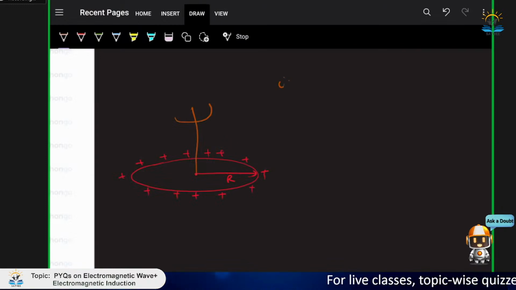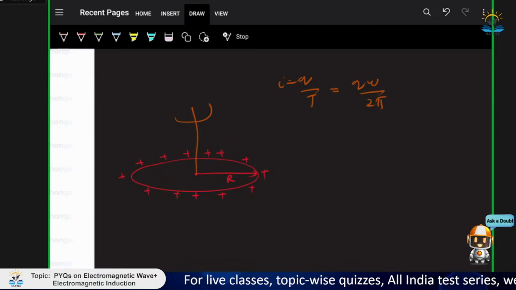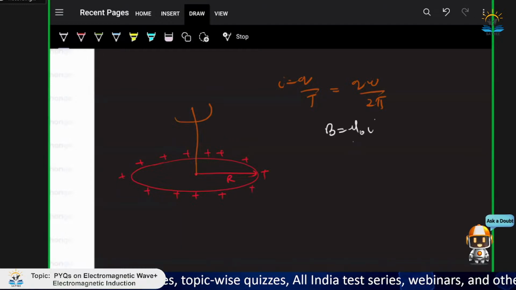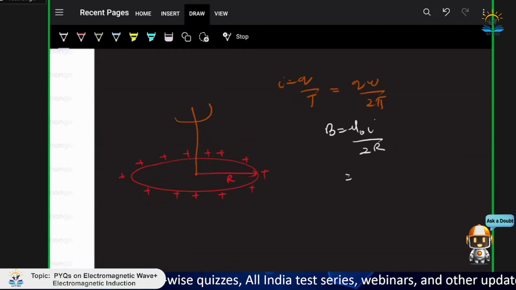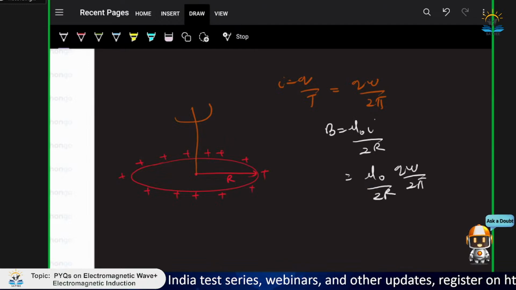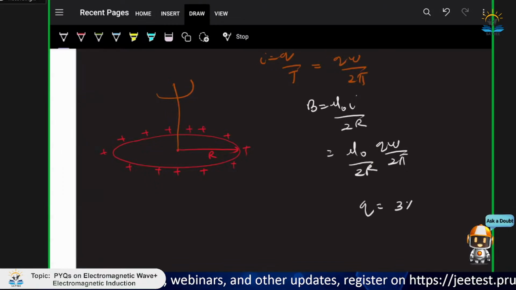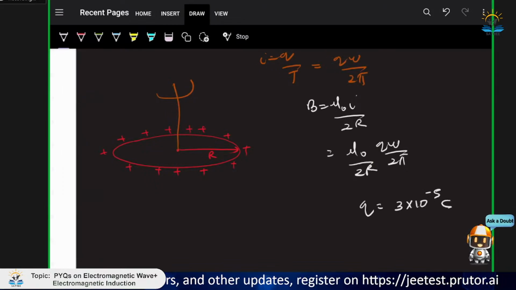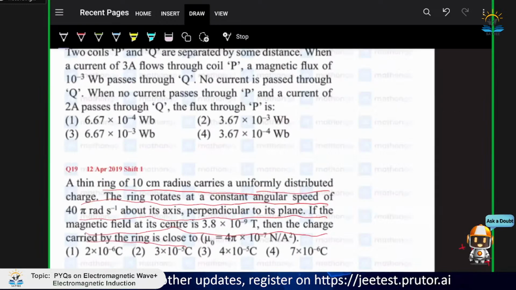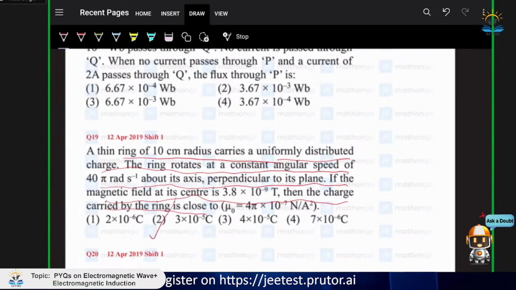Current will be charge by time. We can write this in terms of omega. Correct? Yes. Magnetic field at the center is mu naught I by 2R. So current we can write as Q omega by 2 pi. Correct. Solving with omega, the charge Q is 3 into 10 raised to minus 5 coulomb. That is option 2. 3 into 10 raised to minus 5 coulomb is the right answer.